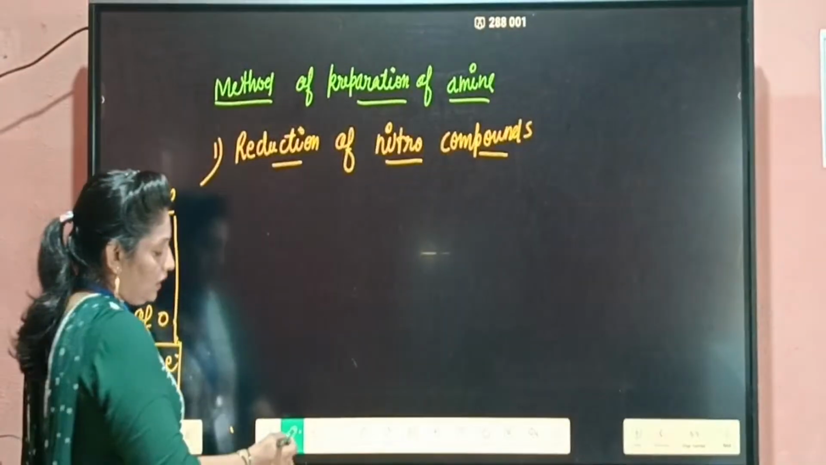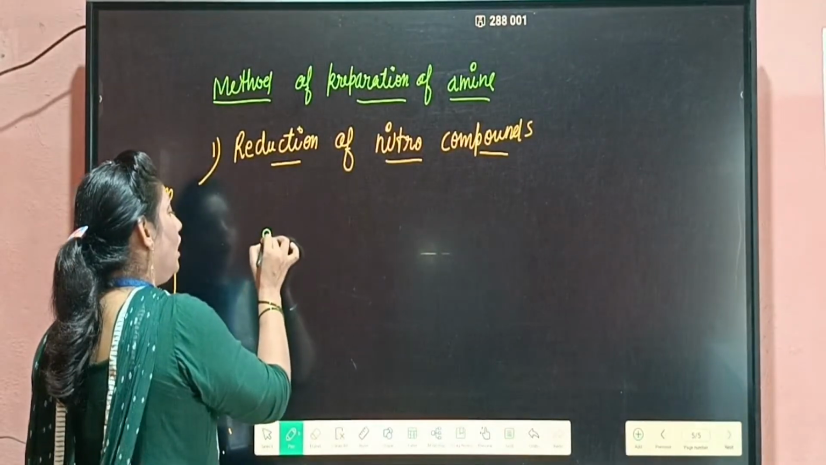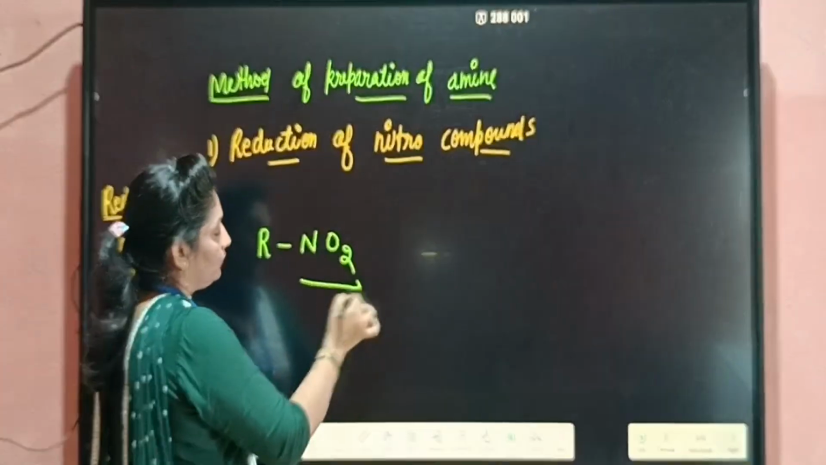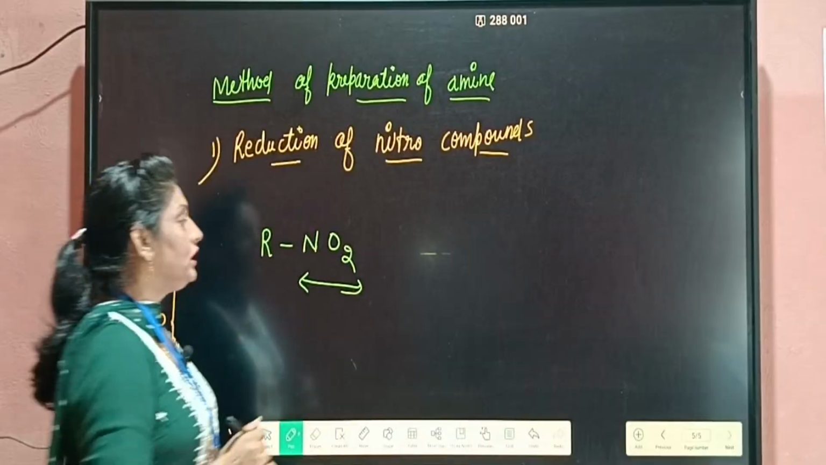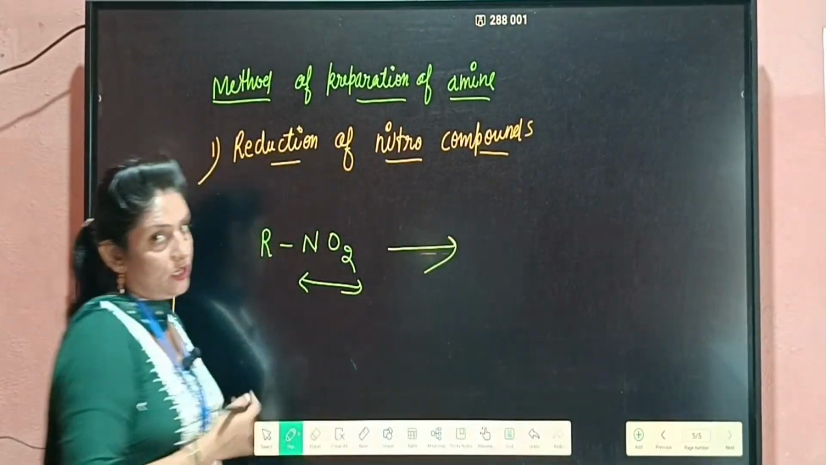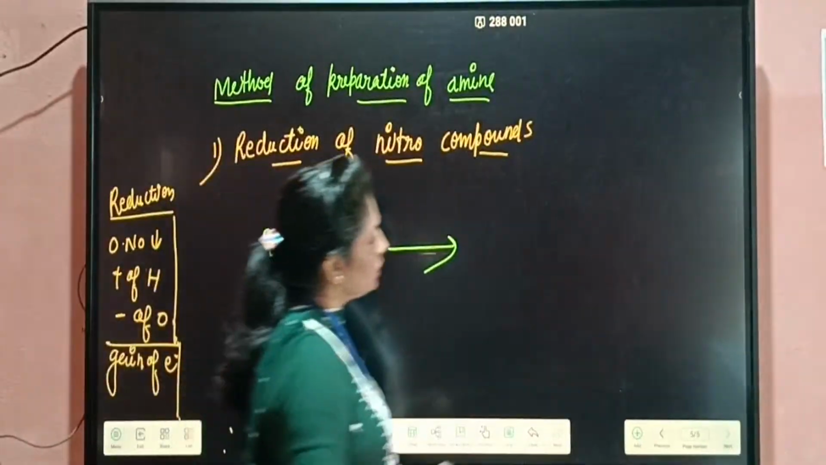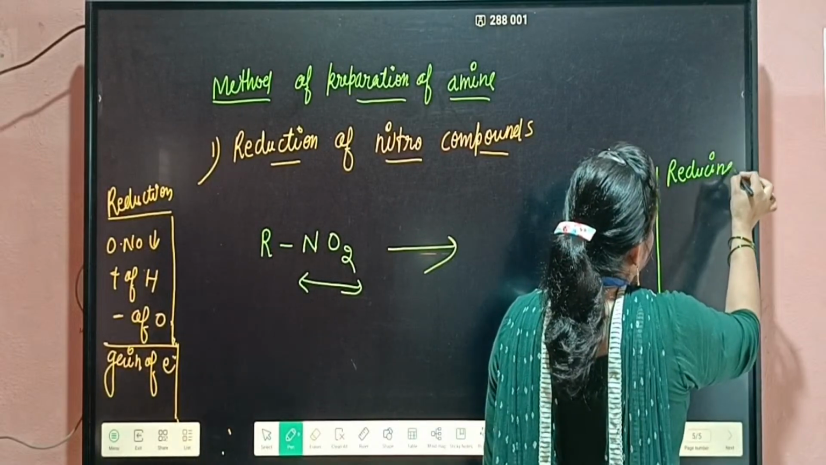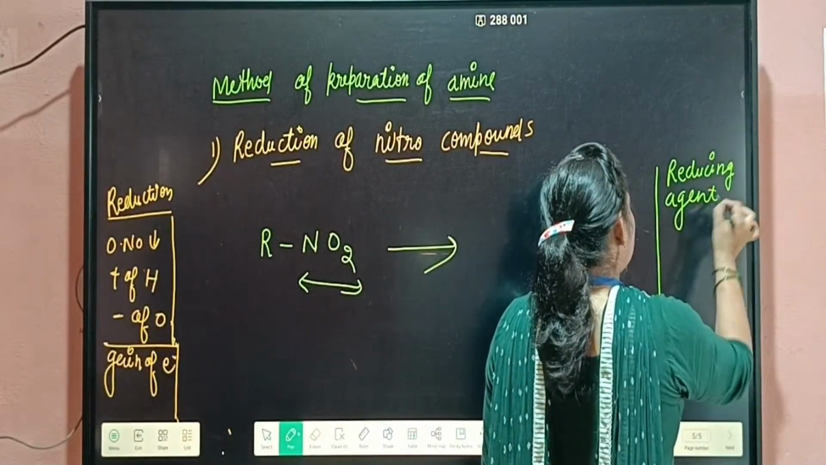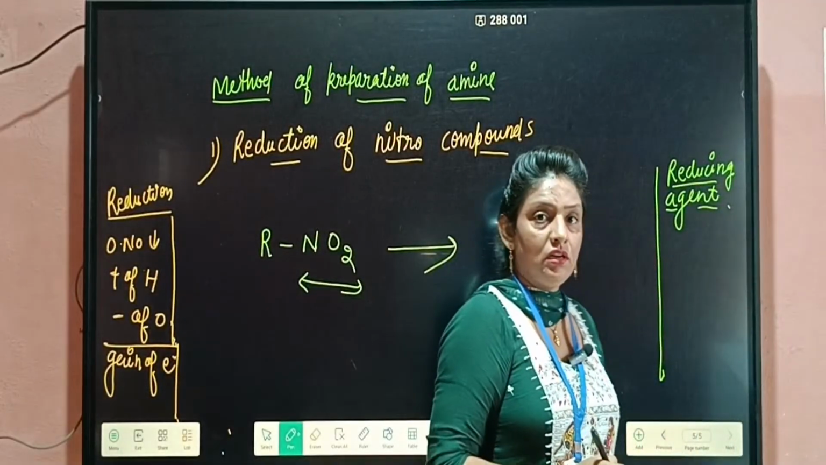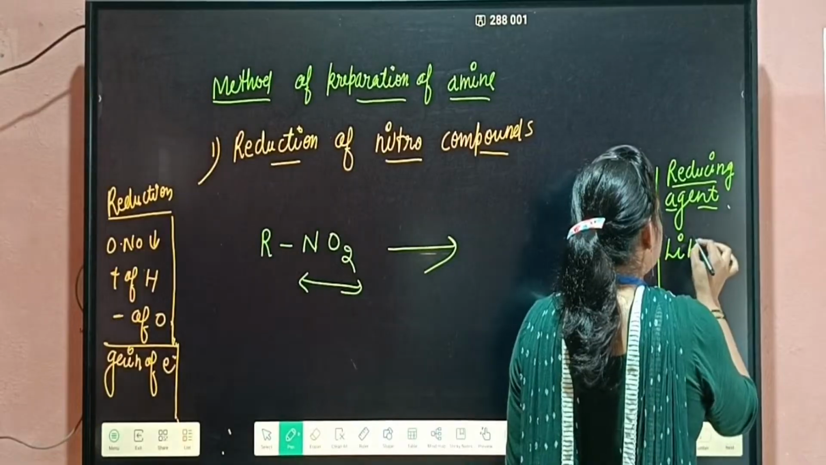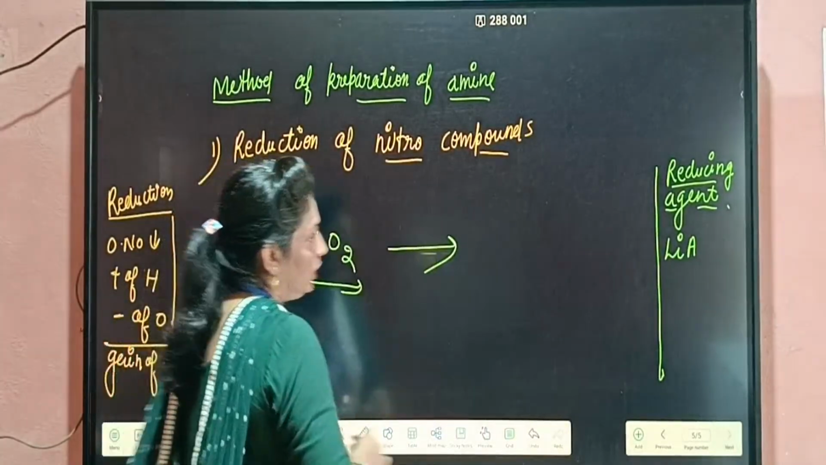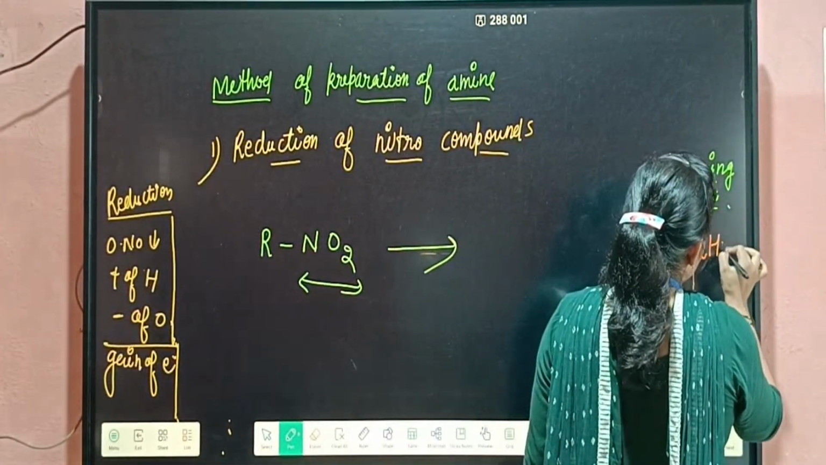So if you are having the nitro group, R-NO2, NO2 is nitro, and you want to do reduction, then for reduction you need reducing agents. Some common reducing agents are lithium aluminium hydride, which is a highly strong reducing agent.